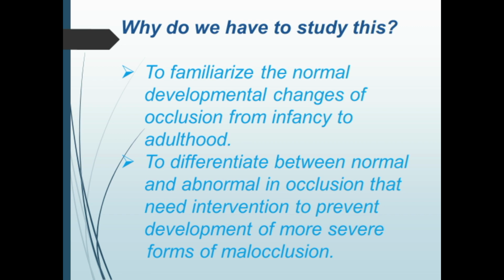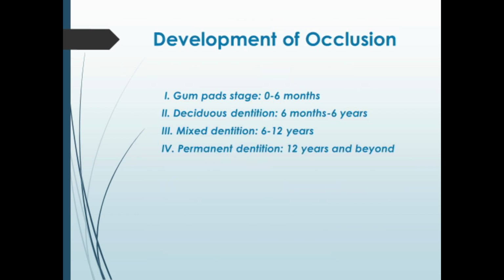Why do we have to study this? To familiarize the normal developmental changes of occlusion from infancy to adulthood, and to differentiate between normal and abnormal occlusion that need intervention to prevent development of more severe forms of malocclusion. Development of occlusion: dental occlusion undergoes significant changes from birth until adulthood and beyond.